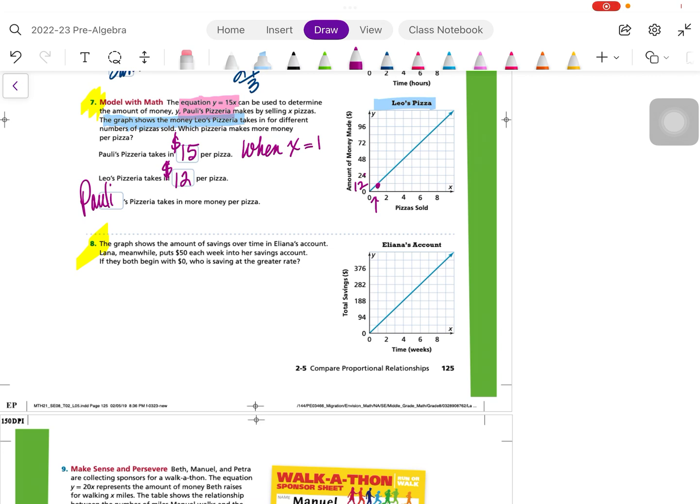All right, now I know none of you did number 8, so let's make sure we look at number 8. The graph shows the amount of savings over time in Eliana's account.